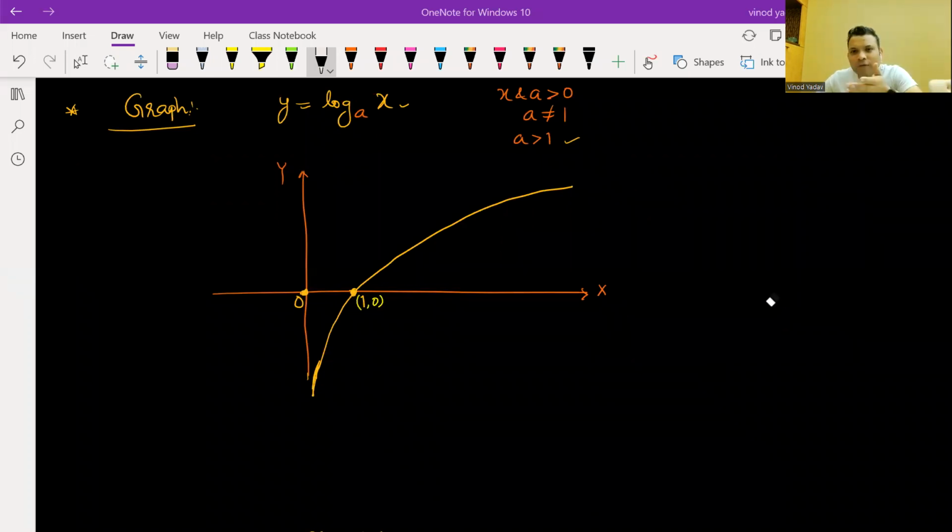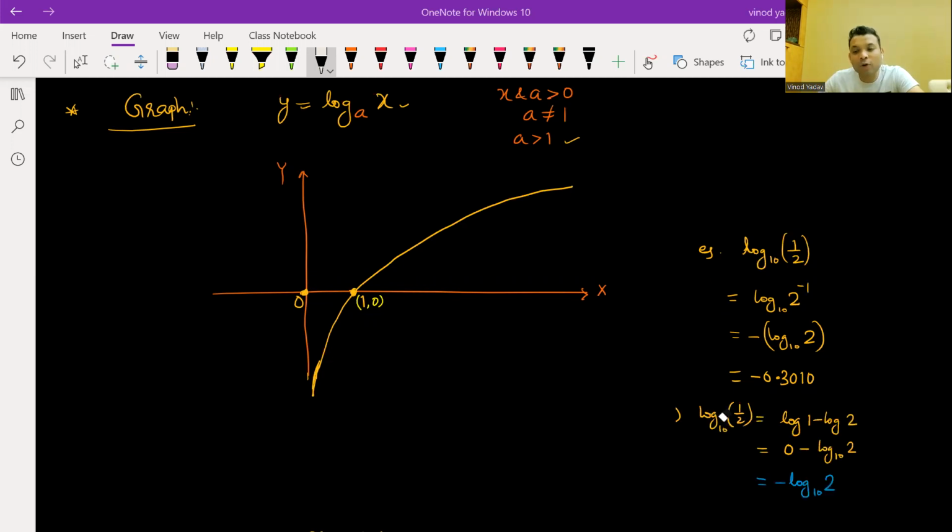You can obviously verify. If I take log of half to the base 10, log of half means 2 raised to minus 1. 2 raised to minus 1 means minus 1 will come ahead. So log of 2 is a positive answer to the base 10, 0.3010. Checked from the log table, and ahead the negative came. So negative answer, right? Correct. Or you can also look at it as log of 1 minus log of 2. Log of 1 is 0 minus log of 2. So minus of log of 2. Meaning the same, minus of 0.3010. Okay. All right.